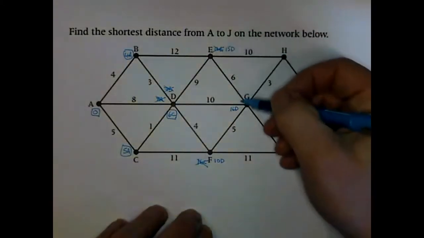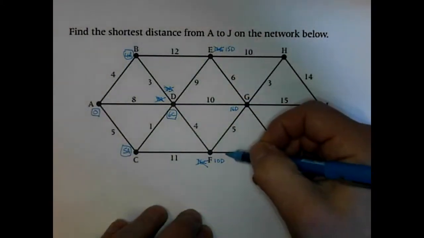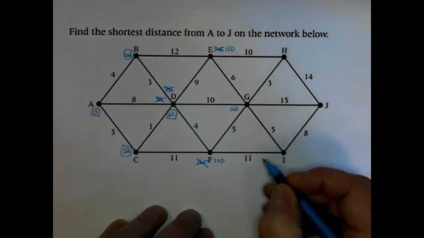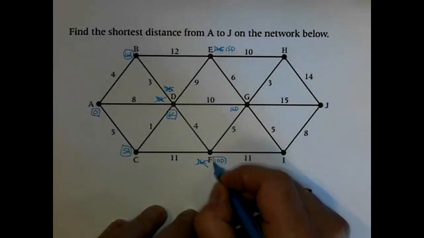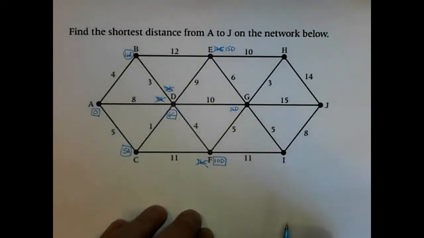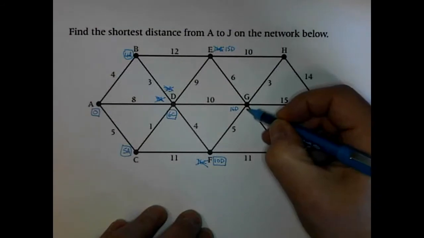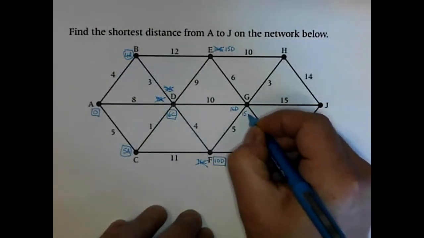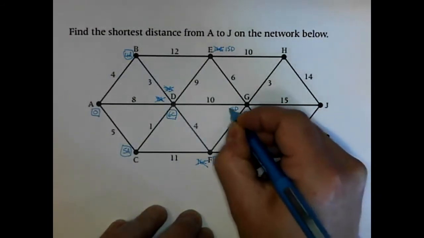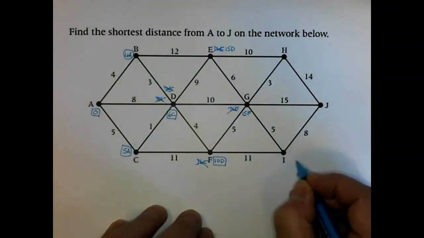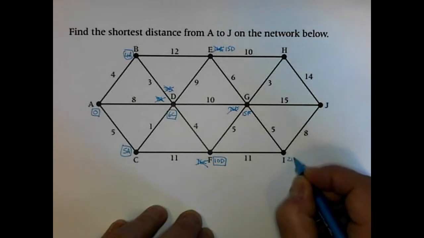Okay, so which one's the smallest? Well, it's the 10, so let's put a box around the 10 and work out from the 10. So 10 plus 5 to here will give us 15 from F, so let's cross out that one, and across from here will be 21 from F.